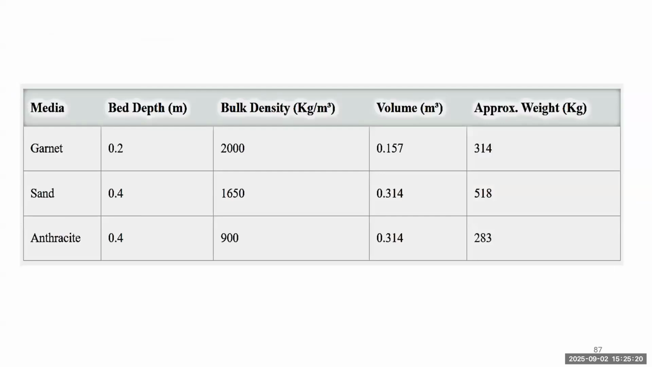And they're arranged by density. Here you can see that garnet has the highest density, and it's in metric system, but 2,000 kilograms per cubic meter compared to the anthracite, which is much less dense, only 900 kilograms per cubic meter. So they're arranged in just the opposite way as they are in this table, with the most dense being on the bottom.